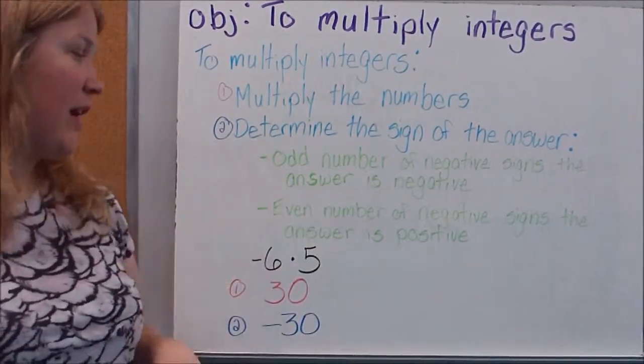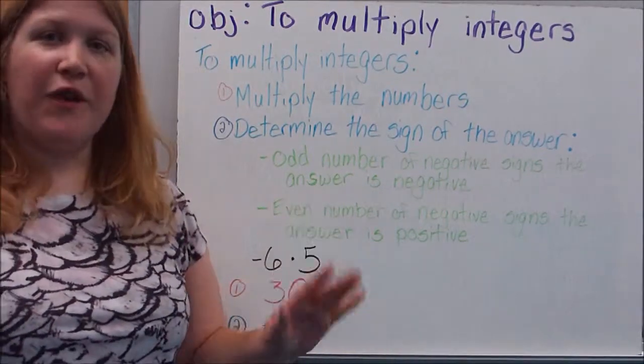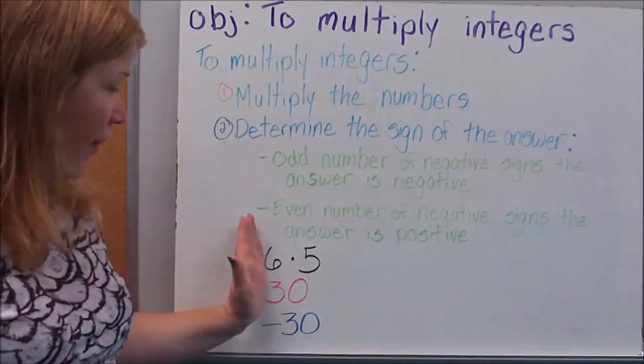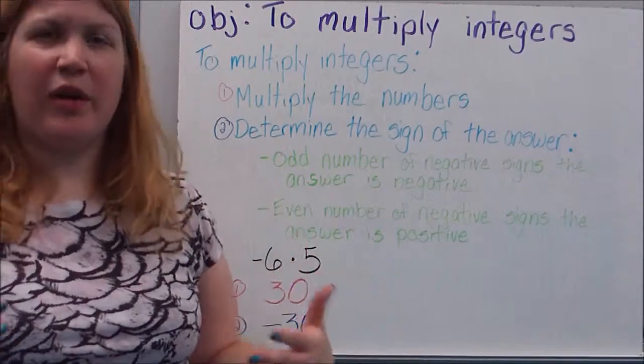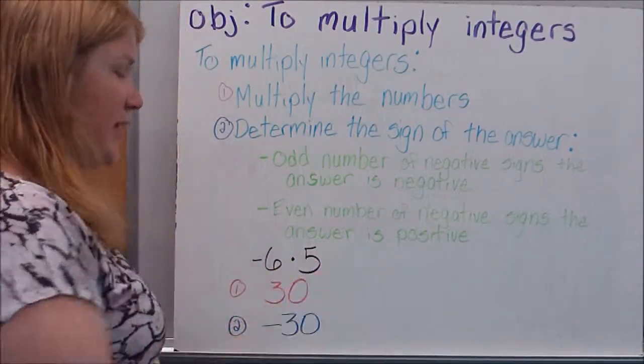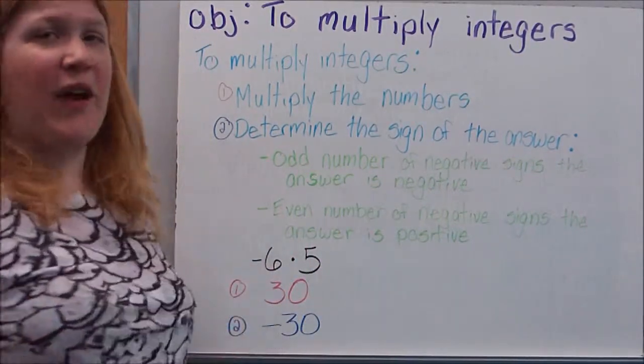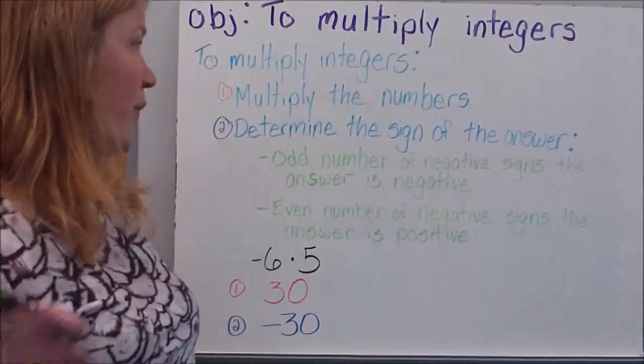So if I have a negative 6 times 5, first let's just look at the digits. I have a 6, I have a 5. Basically, we want to look at the absolute values of them. 6 times 5 is what? 6 times 5 is 30. Multiplication, we've been doing that.